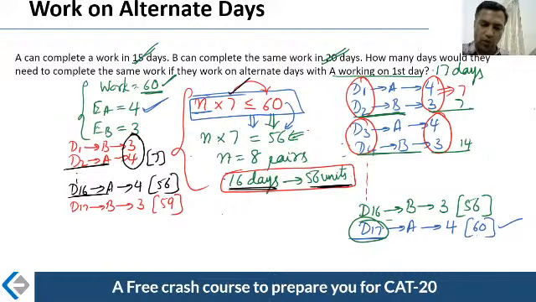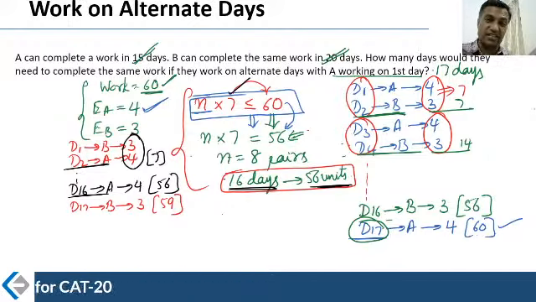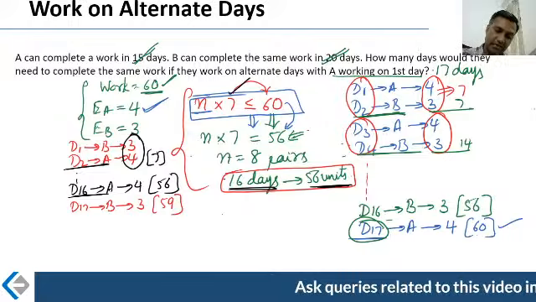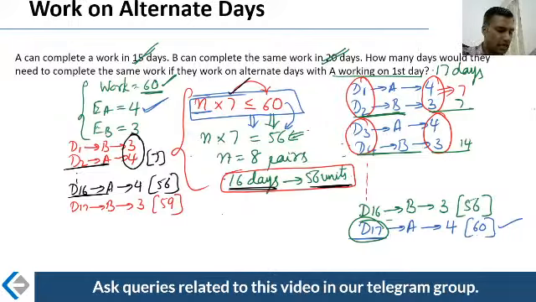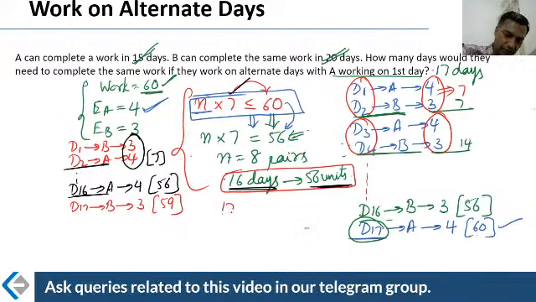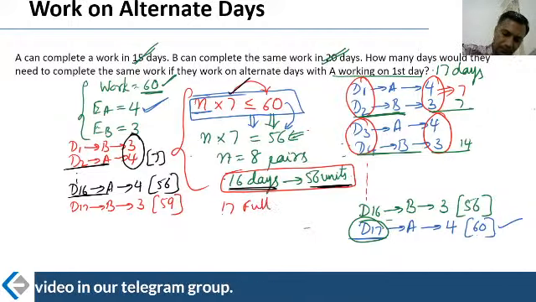Day 17 is over, but the work is not yet done. Is the work complete? The work is not complete. It is only 59 units. One more unit remains to be done. Therefore, what will you say? 17 full days.